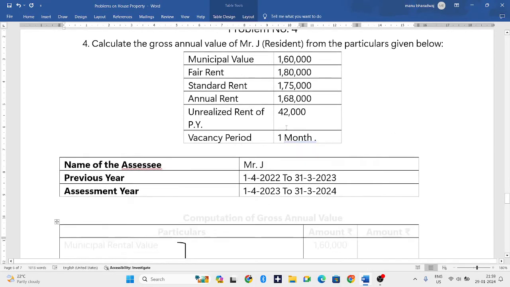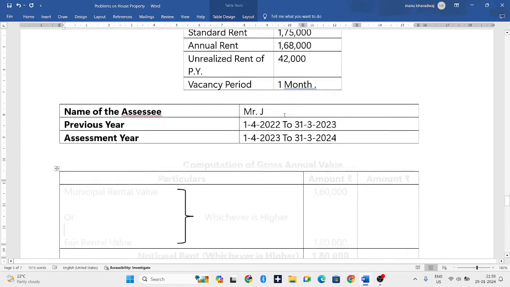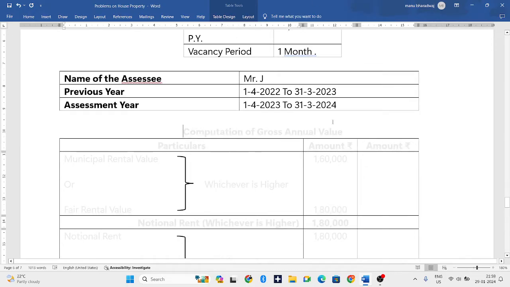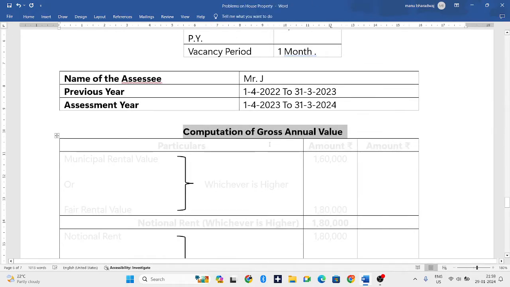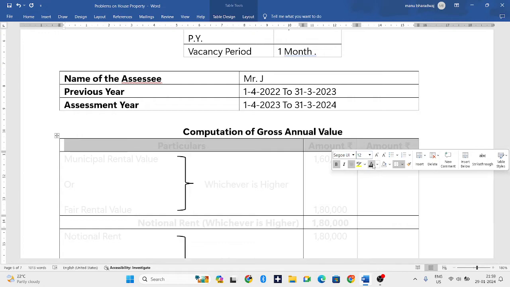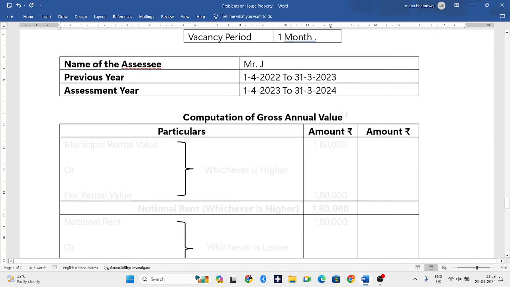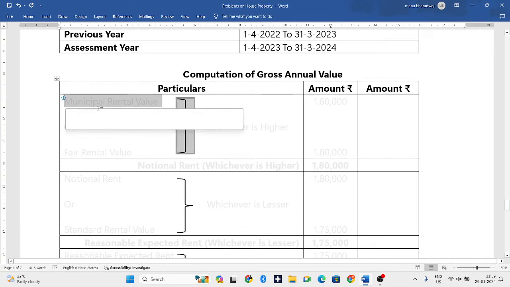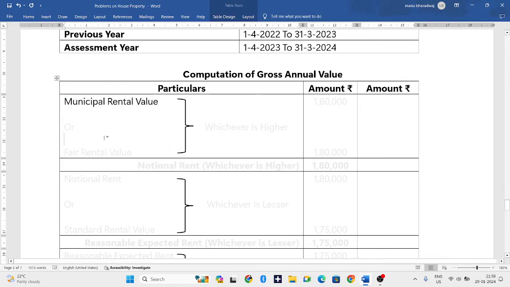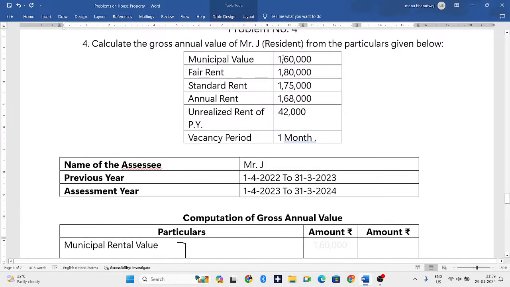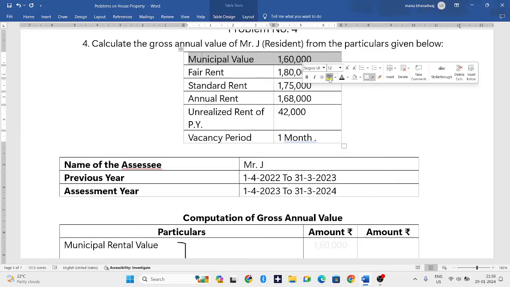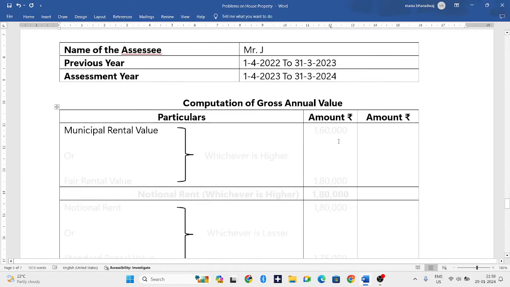So we have to write name of the assessee, assessment year and previous year. Then take a table, it is computation of gross annual value. You will have 3 columns, particulars, amount column and amount column. First we have to consider municipal rental value. In the question they have given that municipal rent value is 1,60,000.